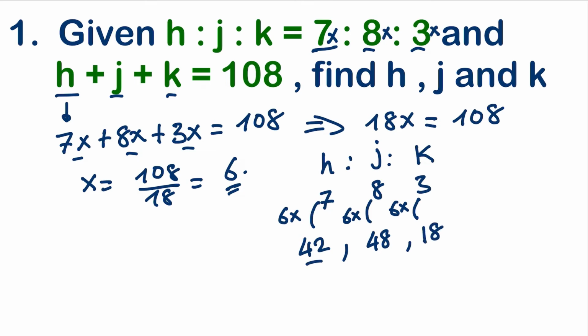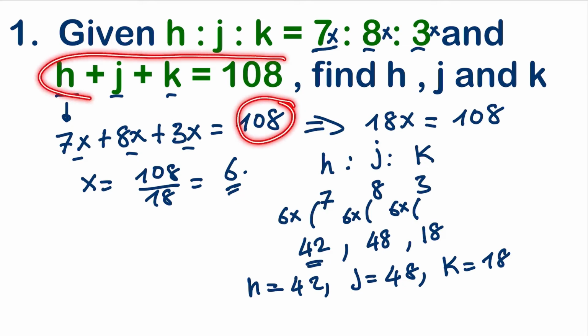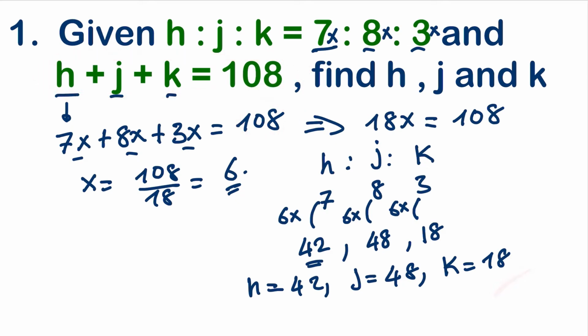So this means h equals 42, j is equal to 48, and k will be equal to 18. Now if we sum them up, 48 plus 42 will give us 90, and 90 plus 18 will give us 108. So our answer is correct. You can check it also. Let's move to the next question, which we're going to do fast.